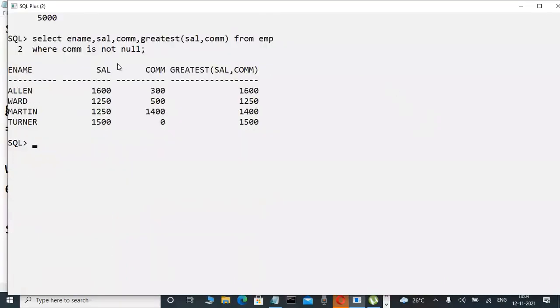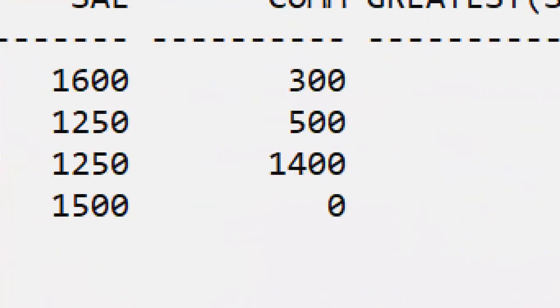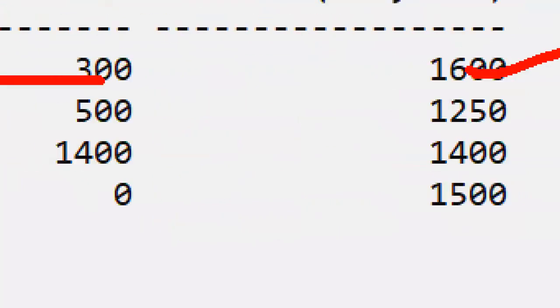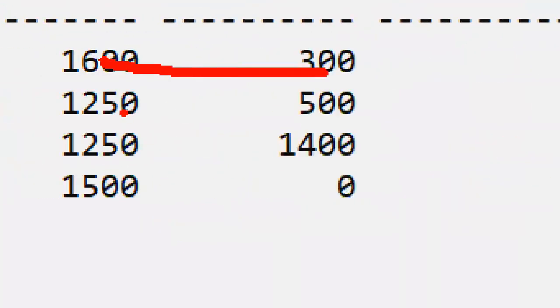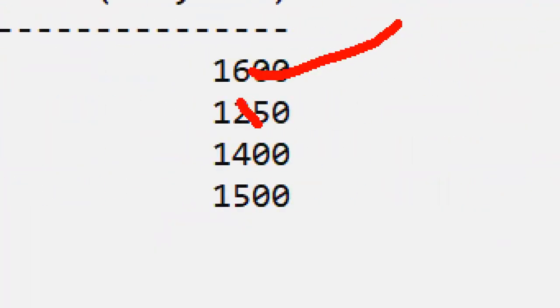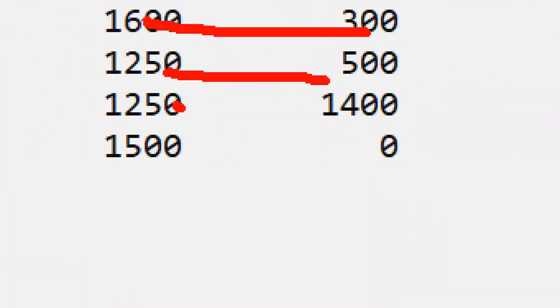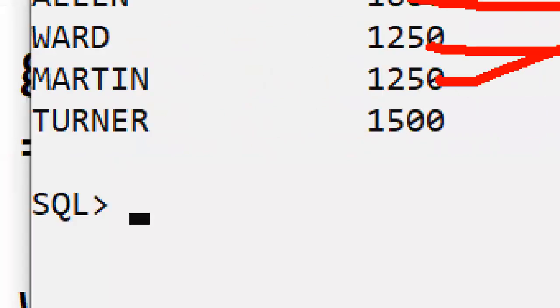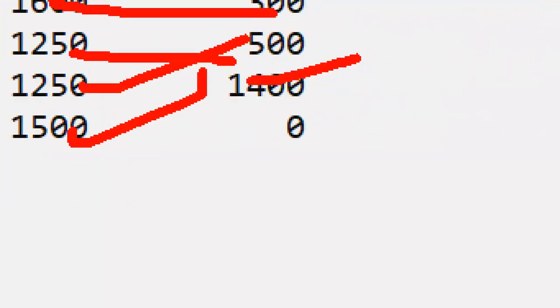Now check it out. Here 1600 and 300 are there. Which one is the greatest value? 1600. Then 1250 and 500 are there. Which one is the greatest value? 1250. Now 1250 and 1400 are there. Which one is the greatest value? 1400. Then 1500 and 0 are there. Which one is the greatest value?